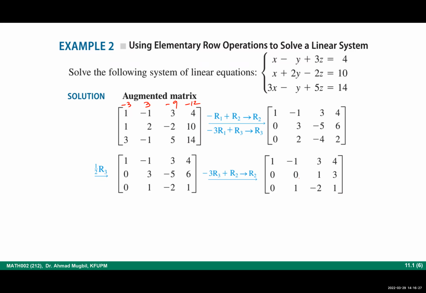We eliminate here what? Y. And what do we get here, Shabab? From here, what do we get? Z equals 3.